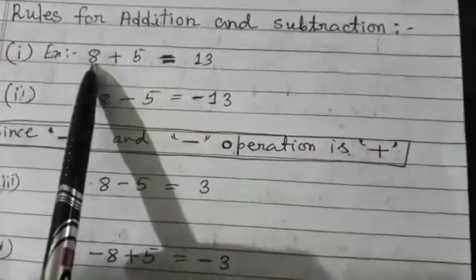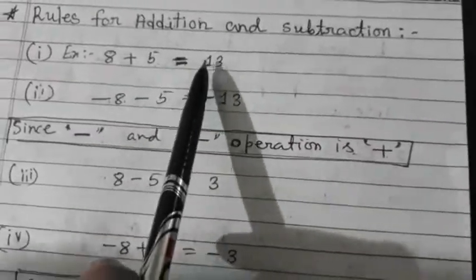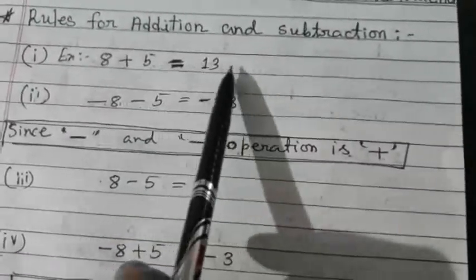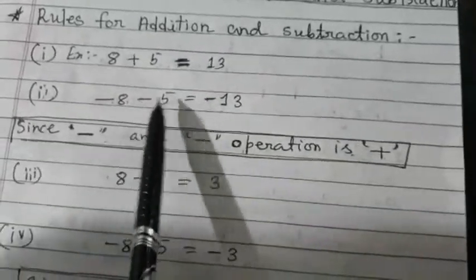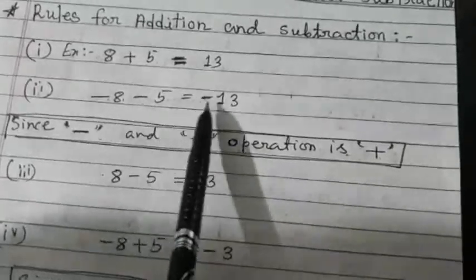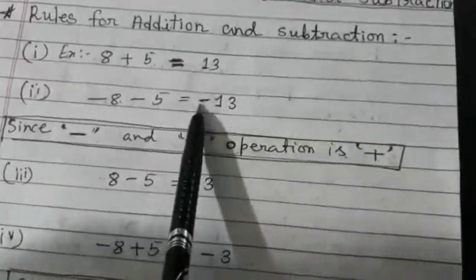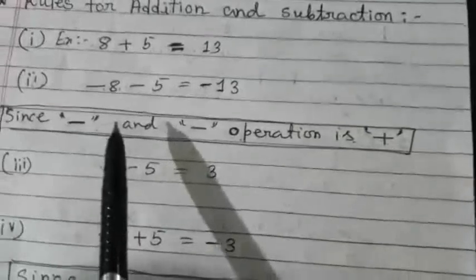Today I will teach you some rules for addition and subtraction of integers. Now, as an example, 8 plus 5 equals 13. Already we know this from class 1 also. Now again, minus 8 minus 5. It is also 13, but minus 13.